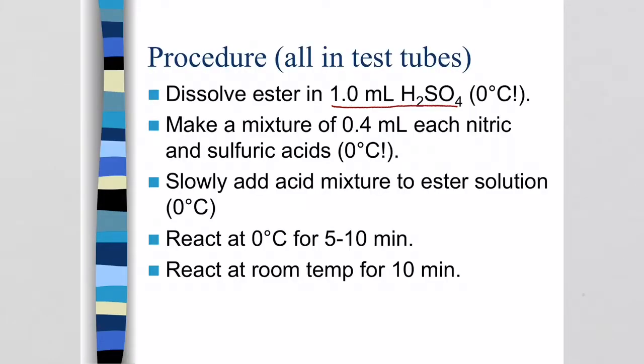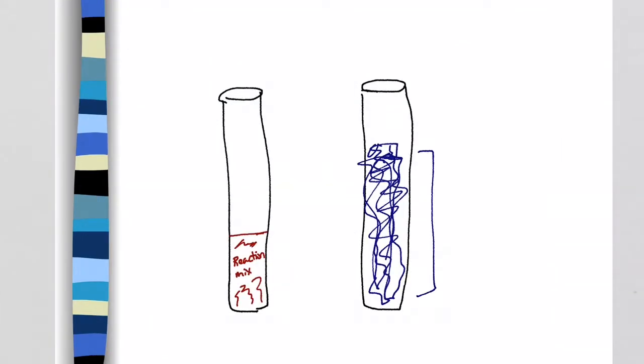Okay, so now we've got both of the solutions mixed together. You're going to allow them to react at 0 degrees for 5 to 10 minutes, and then take it out of the ice bath and allow it to react at room temperature for about 10 minutes. Now you've got your reaction mixture, and it's been hanging out for about 10 minutes at room temp.